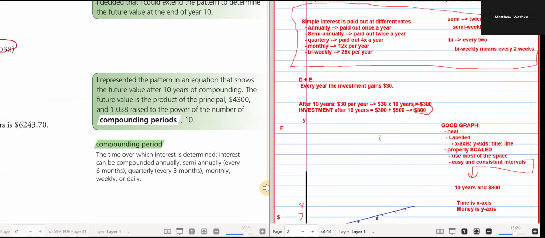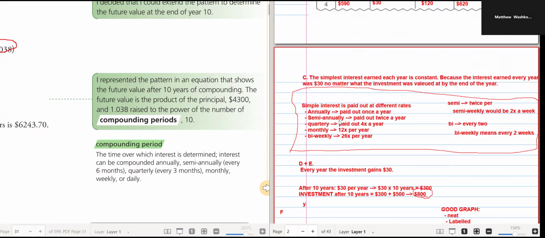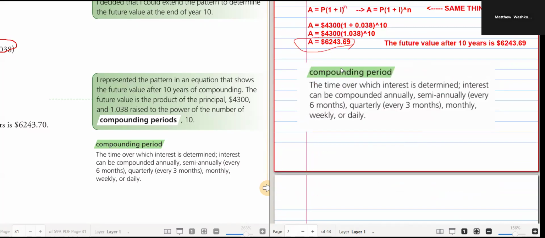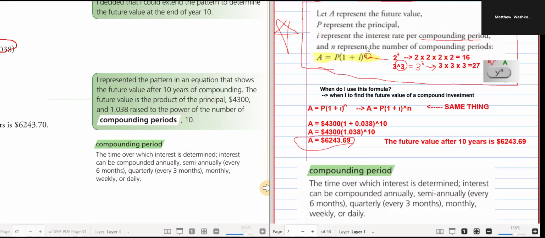Again, if you refer back up to unit 1.1 here, we've talked about this before. We talked about the difference between semi and bi, all these different ones here. Do refer to that if you don't remember. But now, every single example we've done, it's compounded annually. What if it's a car loan?